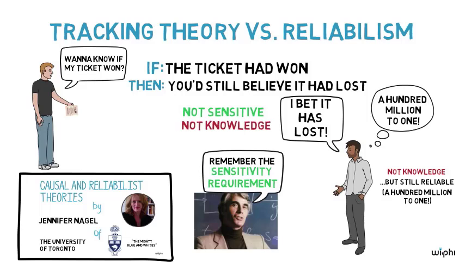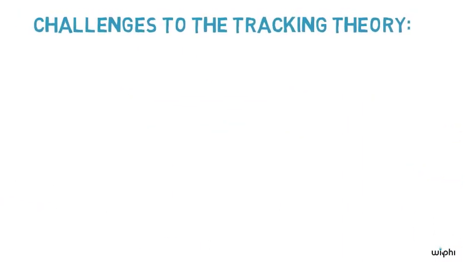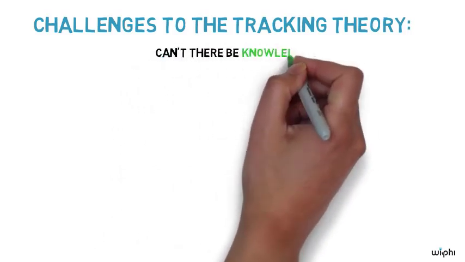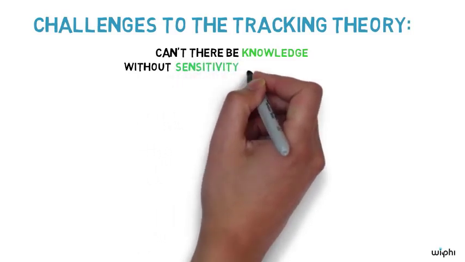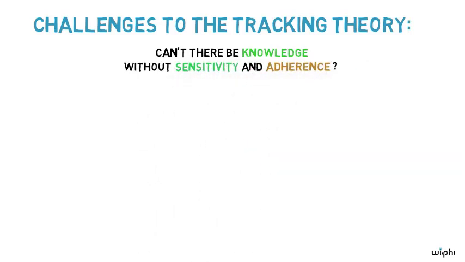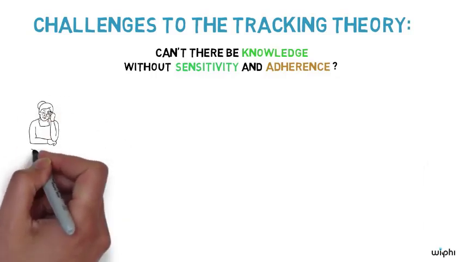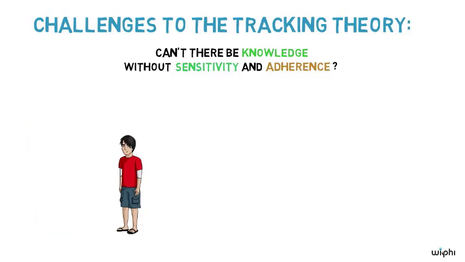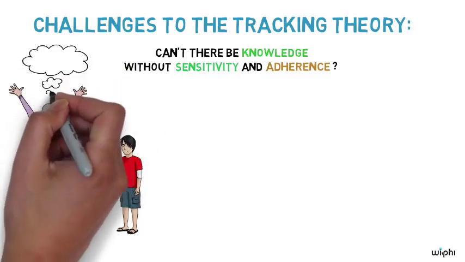There are a number of challenges to the tracking theory. One has to do with cases where the theory seems too demanding. Cases where it seems like you really do know, but your belief doesn't track the truth. Nozik himself came up with the most famous example like this. Imagine an ailing grandmother who gets a visit from her beloved grandson. He's very healthy, and she can tell by looking and talking with him that he's perfectly well. She knows that he's well.